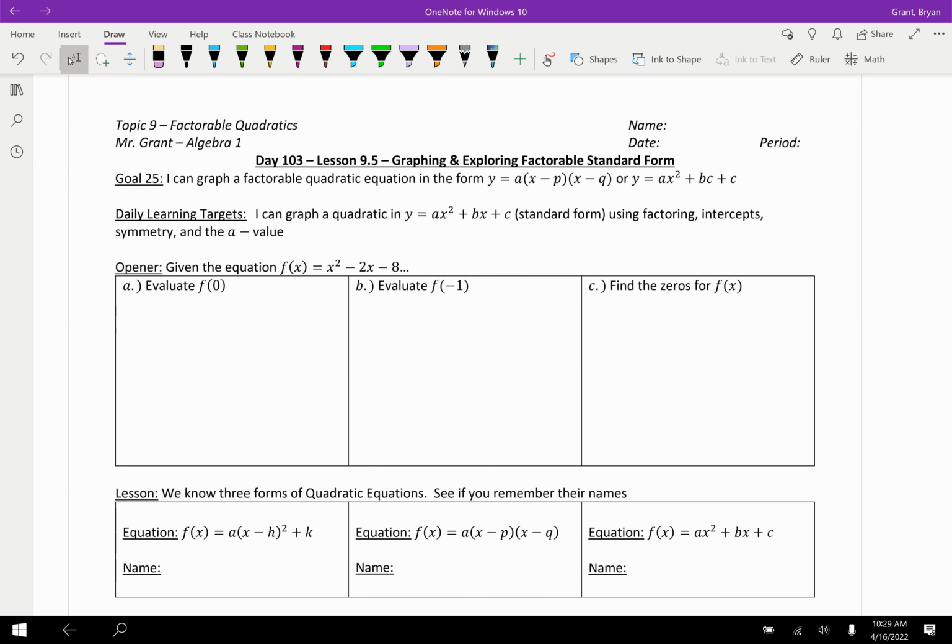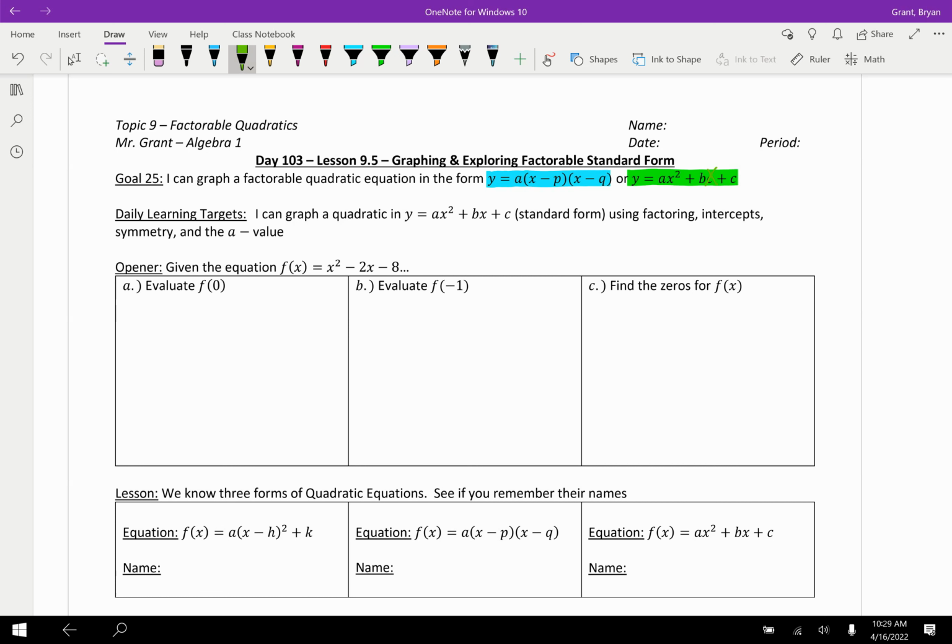This is our second to last lesson in this unit, and we really need to address the other half of Goal 25 that we've discussed before. Goal 25 is saying that we should be able to graph a factorable quadratic equation in the form y equals a times x minus p times x minus q, and we've done that before. That is intercept form. But there's an or here, and the or says y equals ax squared plus bx plus c. Well, it should say bx.